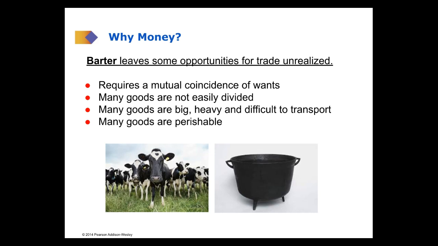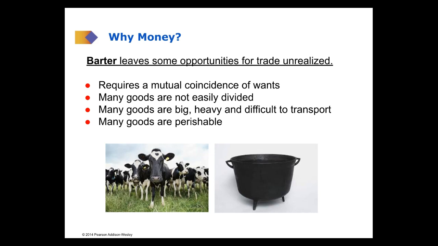It's also true that many goods are not easily divided. Think about a cow. It may be worth a few $1,000s. If you were trying to make an exchange for something that was small in value, having a whole cow might not be the best way to do that. And then there are a lot of goods that are just too big or heavy or difficult to transport.